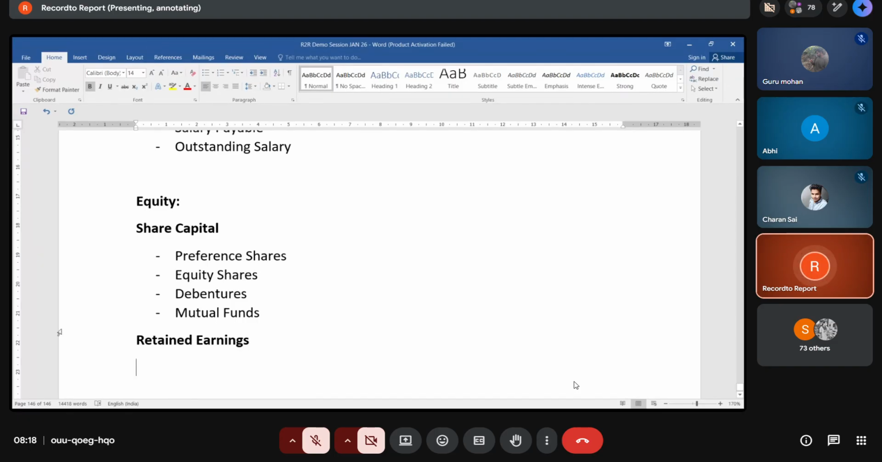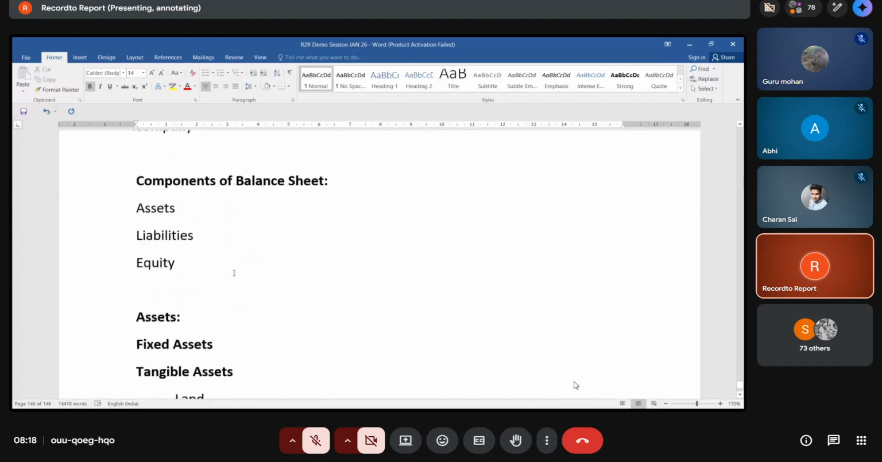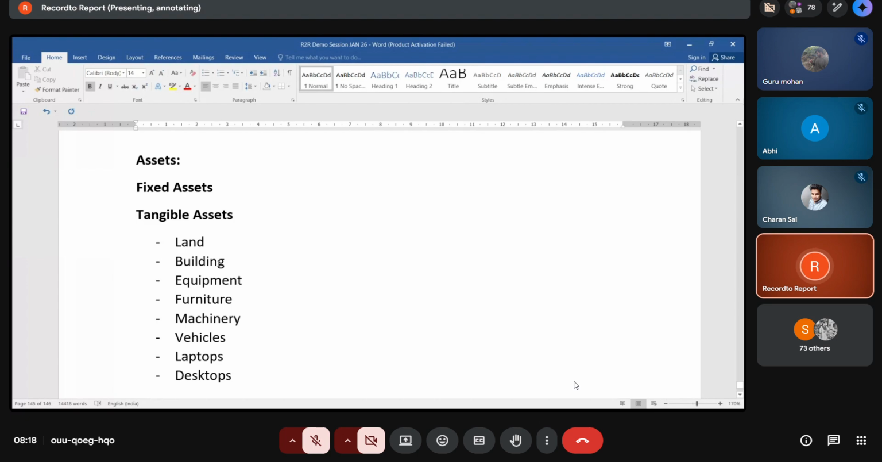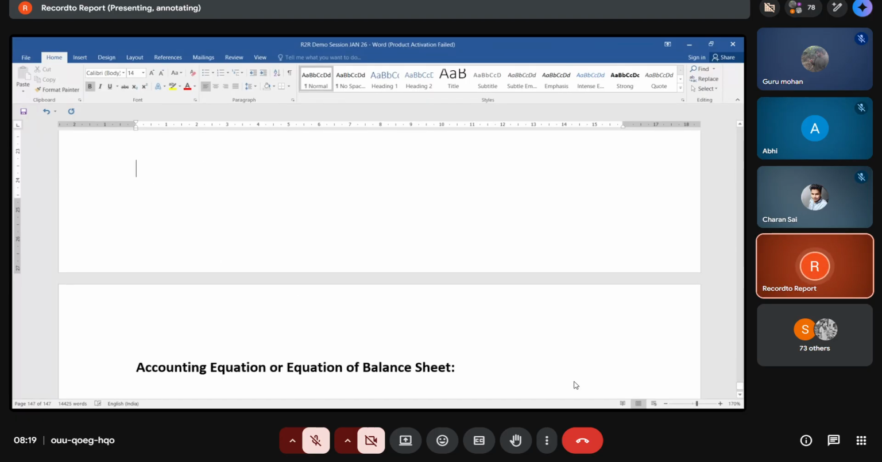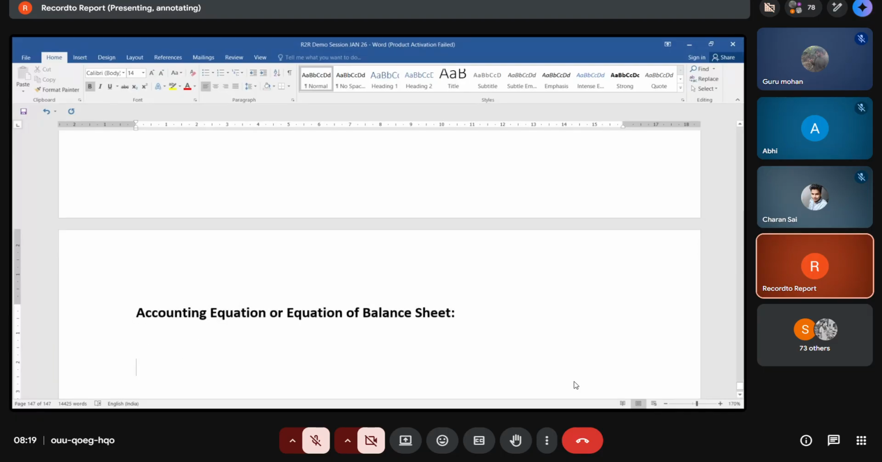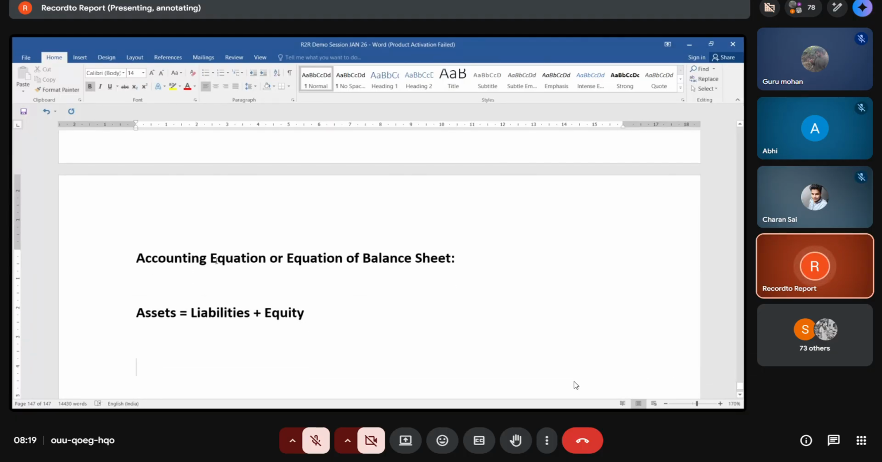So these are the various components of a balance sheet. Normally, we can look at the balance sheet; it consists of this many things. So what is the equation of the balance sheet? The accounting equation, or equation of the balance sheet. What is the accounting equation, guys? Assets equal liabilities plus equity.